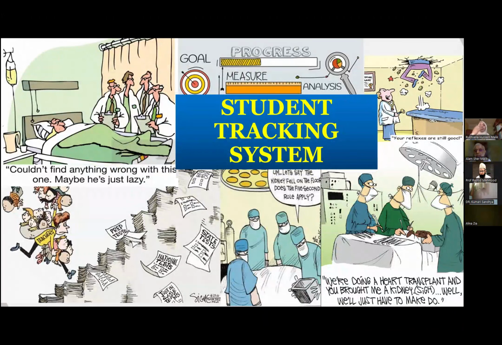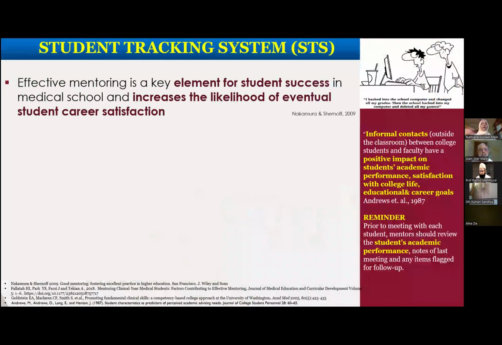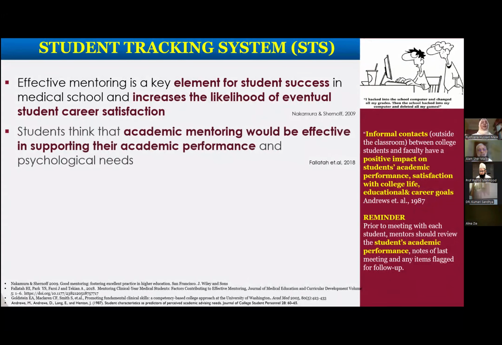Okay, this is the last section, on the student tracking system, which is practically a system in which each and every student is tracked by the medical education unit to see their progress, and this progress is given to the mentors after each exam, so they know what their mentees are doing and how they can help them in the future. Effective mentoring is a key element for student success and increases the likelihood of eventual student career satisfaction. Students think that academic mentoring would be effective in supporting their academic performance and psychological needs.